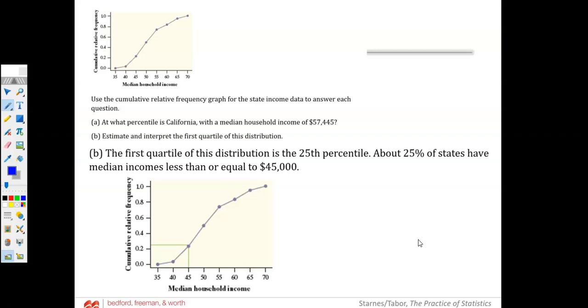I'm guessing Memphis would be somewhere in that range. I'm just going to guess, just because we're a very cheap place to live, and so maybe our median income is not as high as some other places in the country.